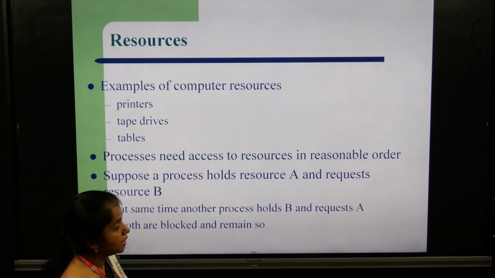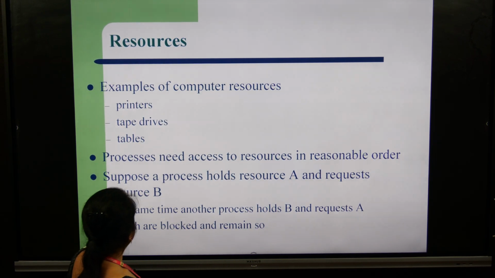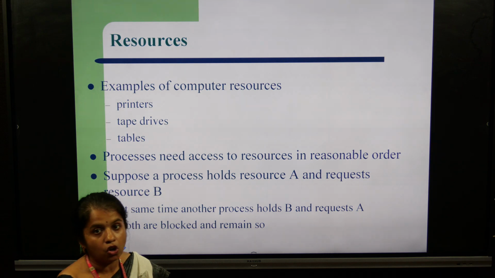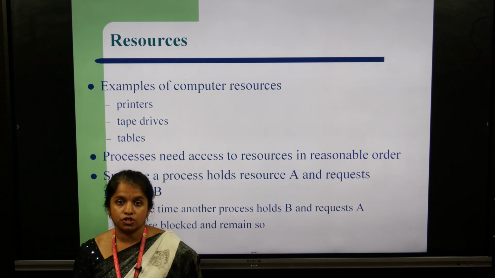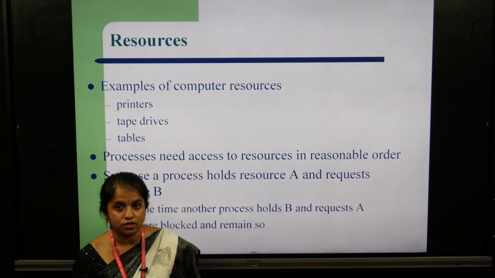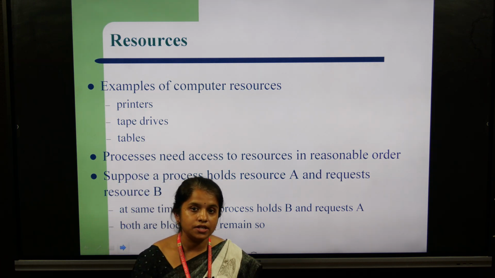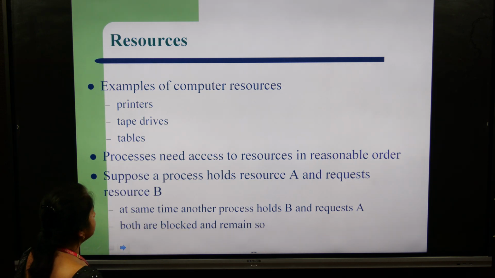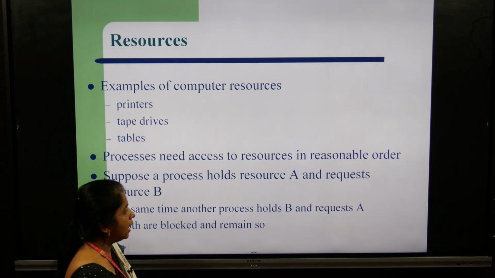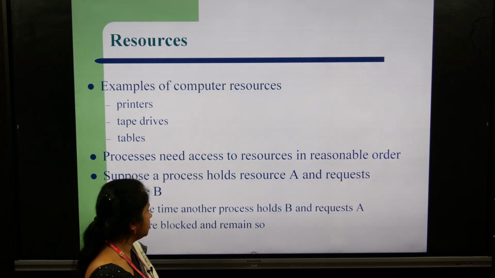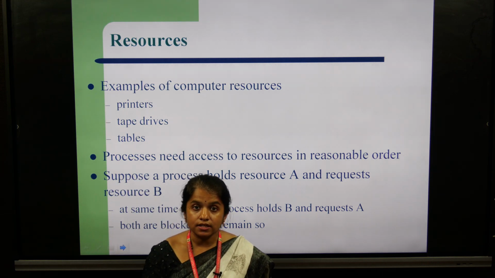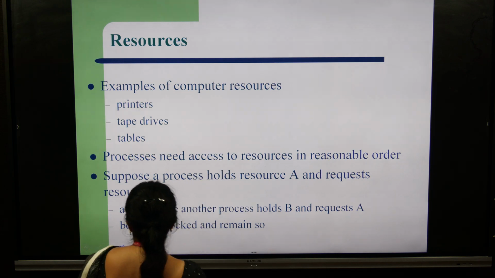And here we have a few examples of computer resources, the basic needs. Here we'll take printers, tape drives, tables. Processes need access to resources in a reasonable order. Whatever resources we use in a process should be in a reasonable order. Suppose a process holds a resource A and requests resource B at the same time, while another process holds B and requests resource A. Then both are blocked. This situation is called a deadlock situation, wherein I'll draw an example.